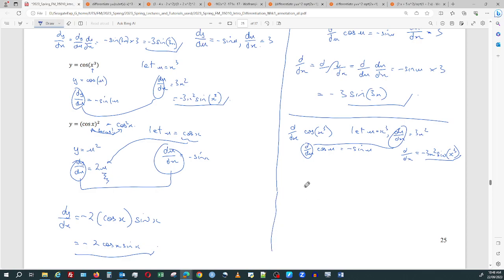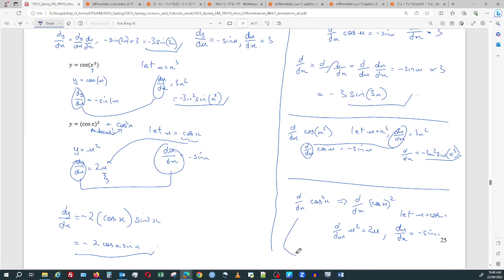Okay, quite advanced. So the question might present like this: d/dx of cos squared x. What? Well, that simply means d/dx of cos x all squared. So let u equal cos x. du/dx will equal minus sine x. Then that begs the question d/du of u squared, which is equal to 2u. This one is minus sine x.